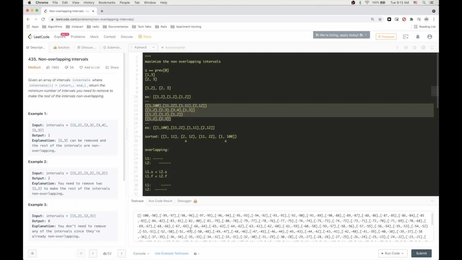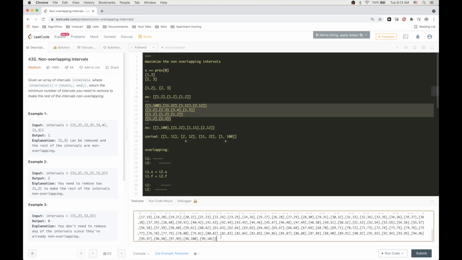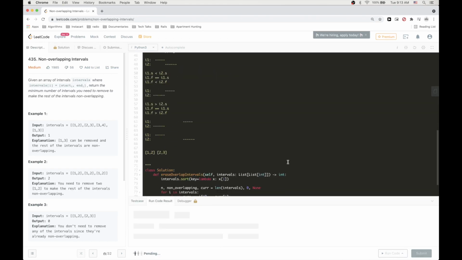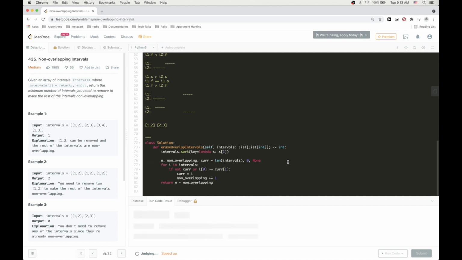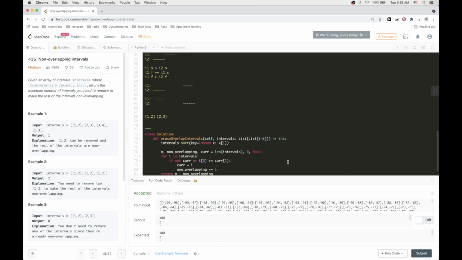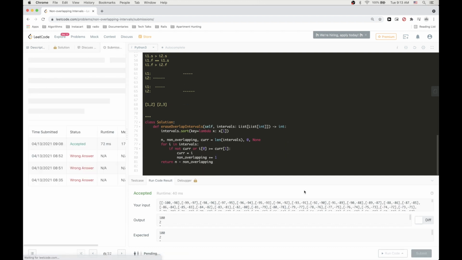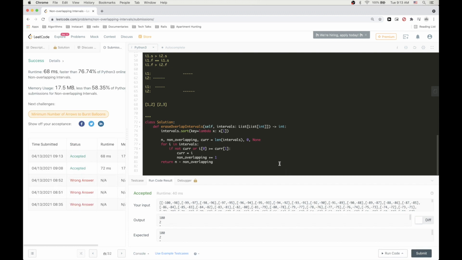Let's check with the other test cases. So let's add these here. Okay, so that passes. Cool. Let's submit. Okay, so that passes. Cool.